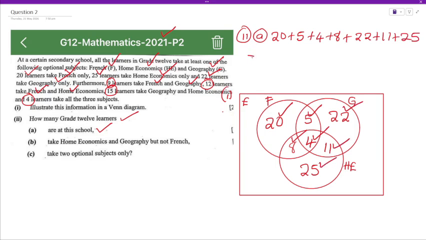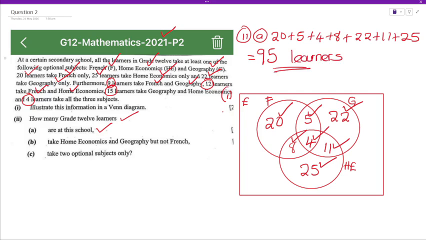Then we punch on our calculator. Let's see what we find. 20 plus 5 plus 4 plus 8, plus 22 plus 11 plus 25. Let's confirm what we have punched before we press equals. Equals 95. So we have 95 learners in total. And we are done. We go to the next one.